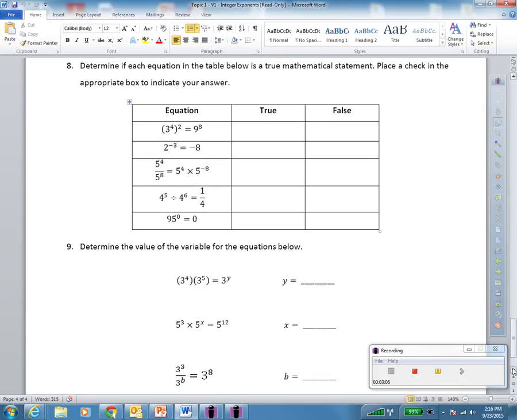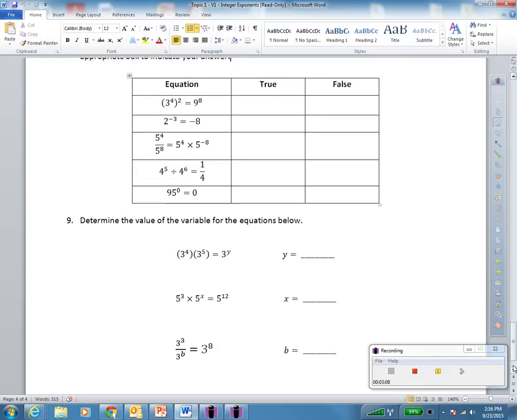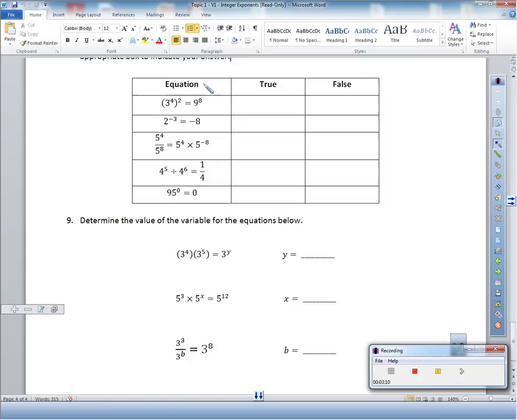We're looking for if it's equal. So basically we're looking for true and false here. So you're simplifying this side, so you'd have 3 to the 4 times 2 is going to give you 8. 3 to the 8 versus 9 to the 8, no, those are not equal. The bases are different. That's false.